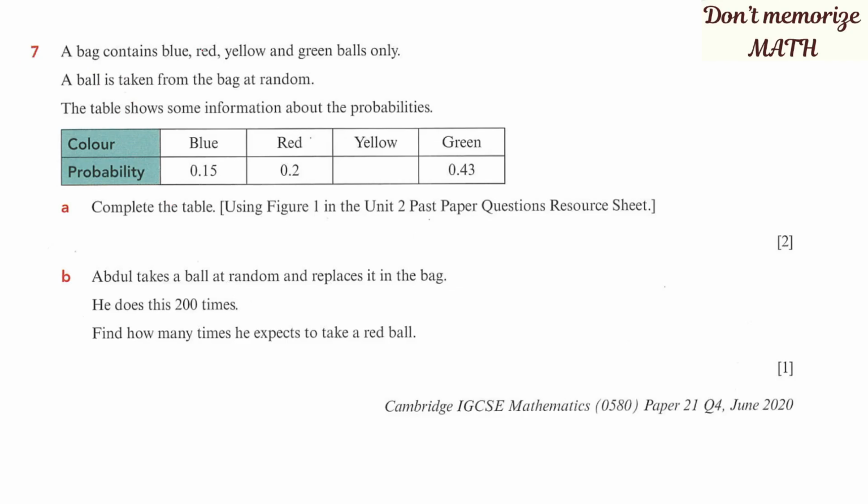A bag contains blue, red, yellow, and green balls only. A ball is taken from the bag at random. The table shows the information about the probabilities. You can see colors blue, red, yellow, and green.